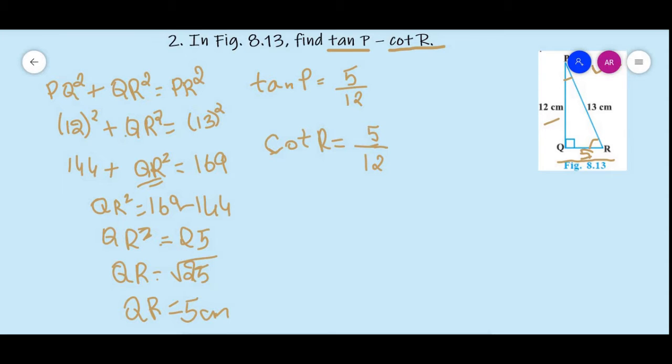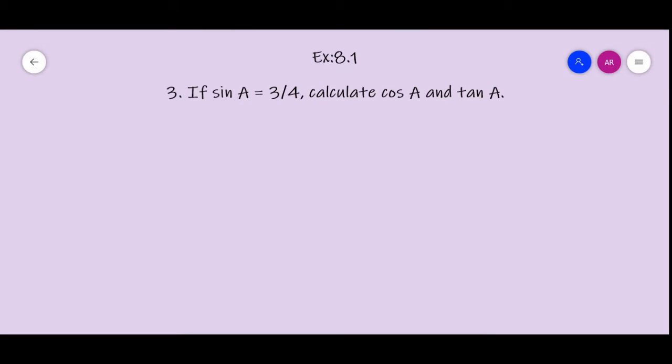Alright. So now they also asked us to subtract, tan P minus cot R. So it's going to be 5 by 12 minus 5 by 12, because we have the values of both tan P and cot R. So finally the answer would be 0. So we can say that tan P minus cot R will be equal to 0. Simple question, that's it.